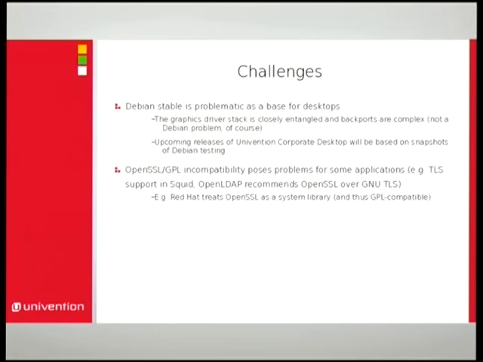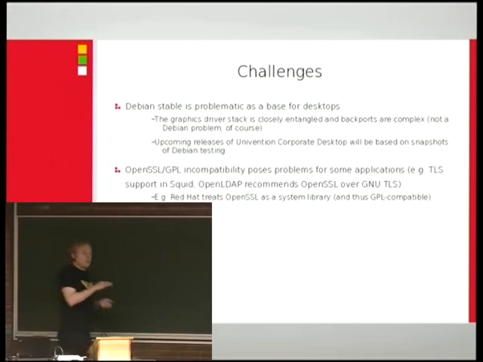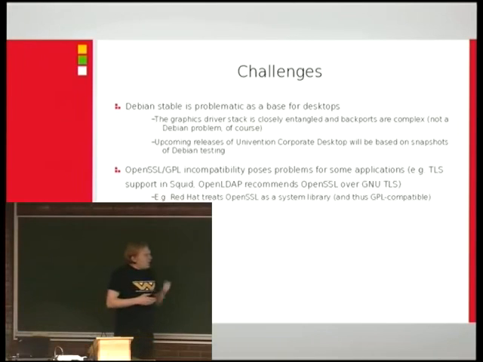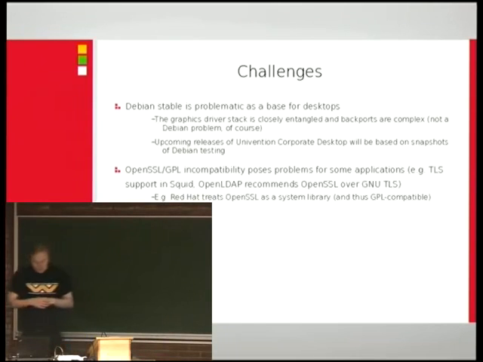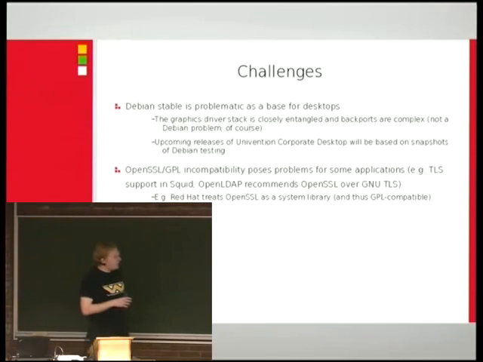And as a solution for that, the upcoming versions of our desktop product will be based on snapshots from Debian testing. One problem which we've seen over time several times is that Debian sees the OpenSSL license as incompatible with the GPL.